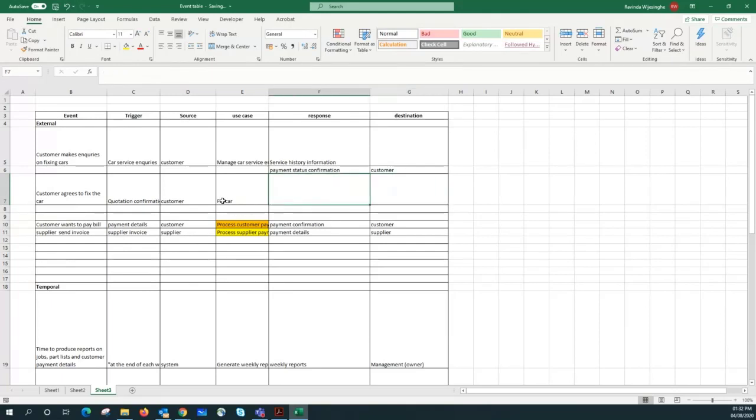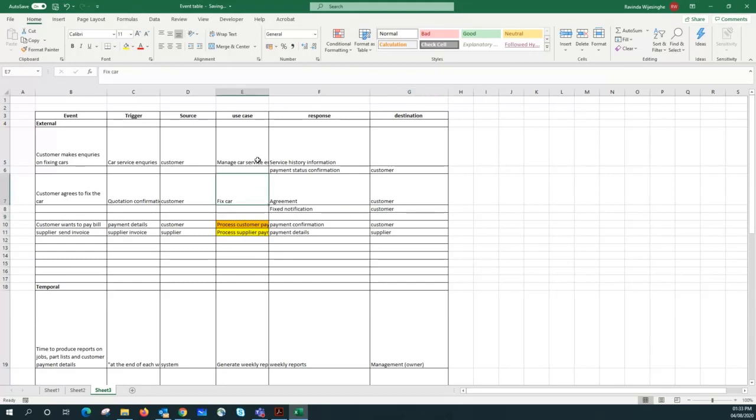So let me write, okay, written agreement or agreement goes to the customer, and then fixed notification goes to the customer as well, right? So that use case handles these two responses. So I just leave it as is. So manage car service, fix car.